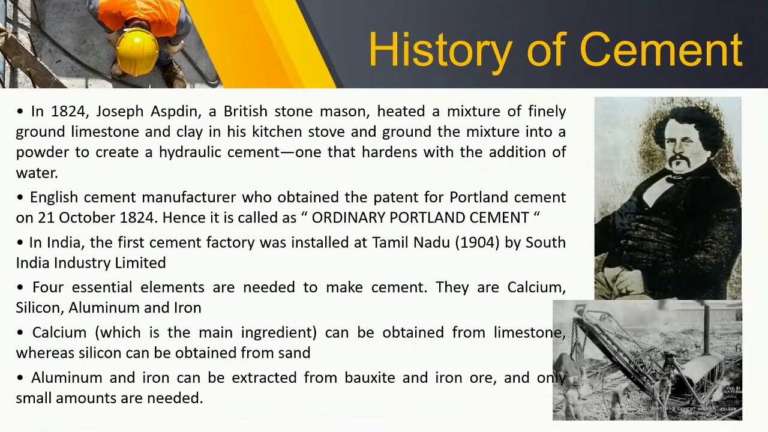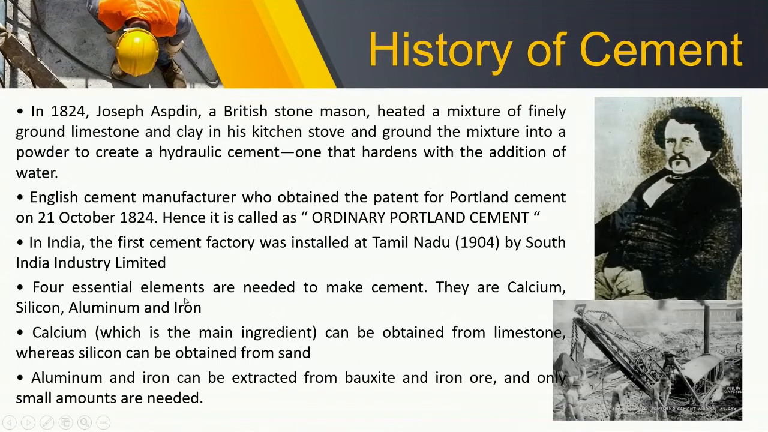In 1824, Joseph Aspdin, a British stonemason, habang nag-eksperimento siya sa kusina niya, found that by heating clay and limestone at very high temperature, then cooling, grinding, and mixing it with water, he created a particularly strong cement. He obtained the patent for Portland cement on October 21, 1824. In India, the first cement factory was installed at Tamil Nadu, 1904, by South India Industry Limited.